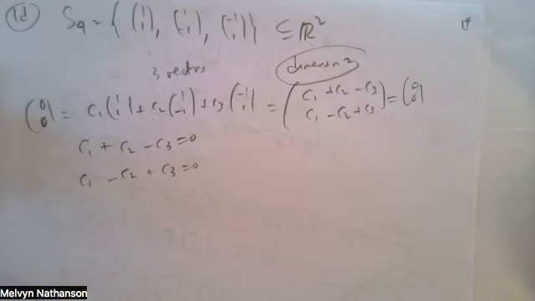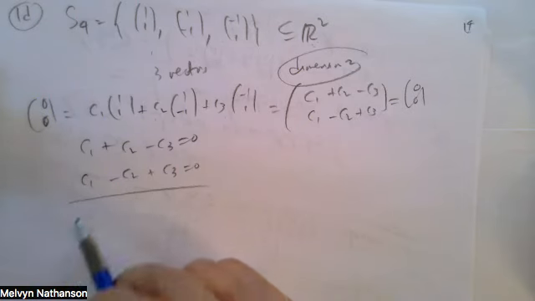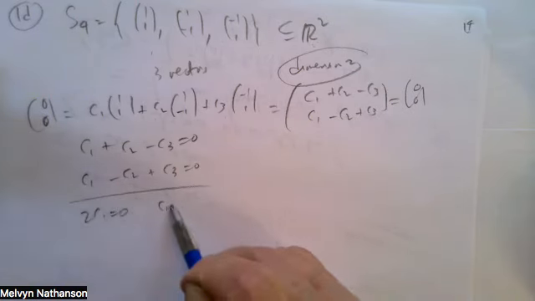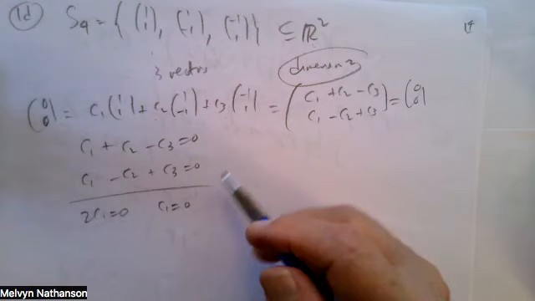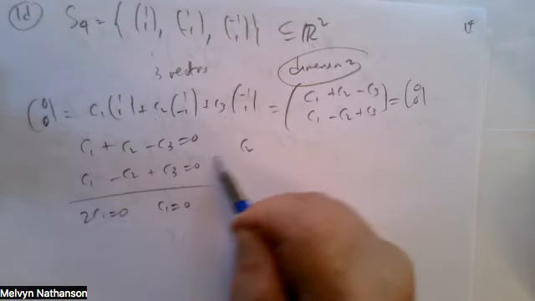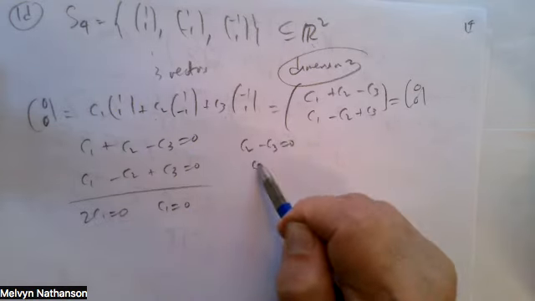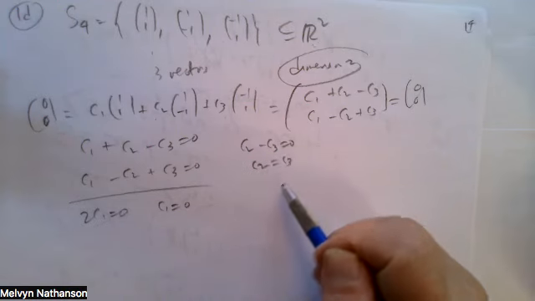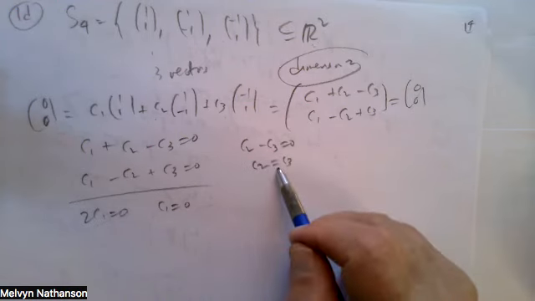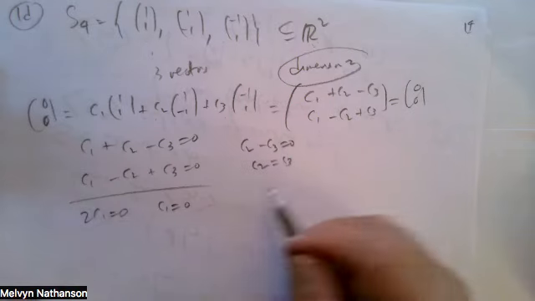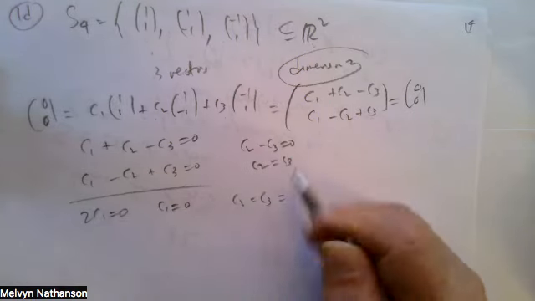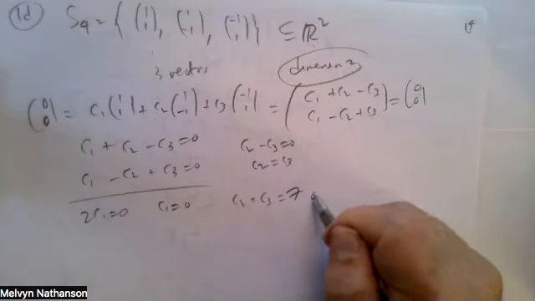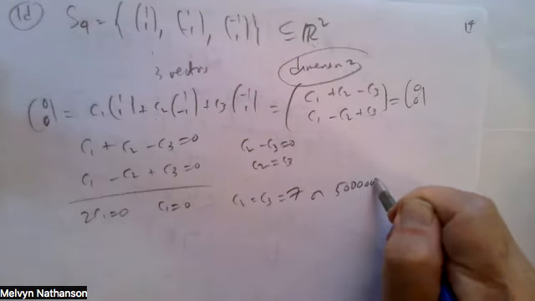So we have to solve these equations. Let's see. If you add these equations, you would get 2C1 = 0, so C1 has to be 0. But then you have C2 - C3 = 0, so C2 = C3. So I can let C2 and C3 be any number, like 7. Doesn't matter what, 7, or 5 million. It doesn't really matter what you take.